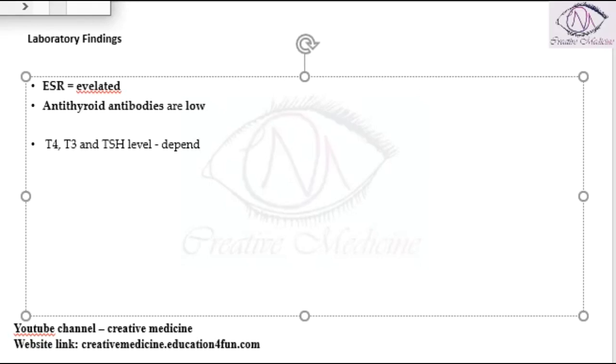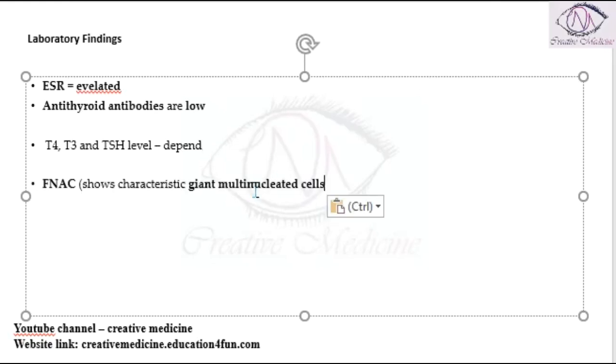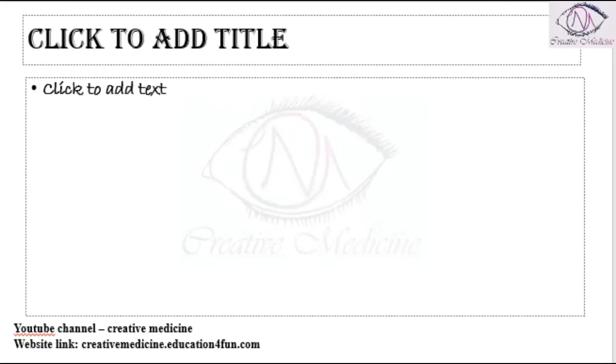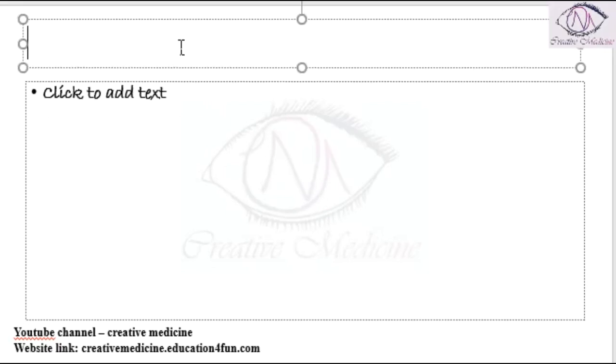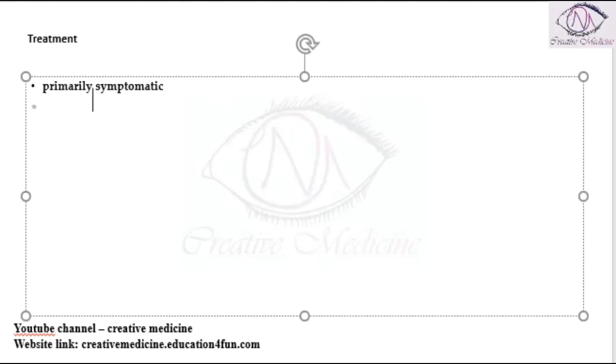If you have any doubt, you can do an FNAC. On FNAC, we can see characteristic giant cells; multinucleated giant cells are also seen. Then treatment of subacute thyroiditis. If the patient has subacute thyroiditis, mostly the patient is primarily symptomatic, and in most cases the disease is self-limited.